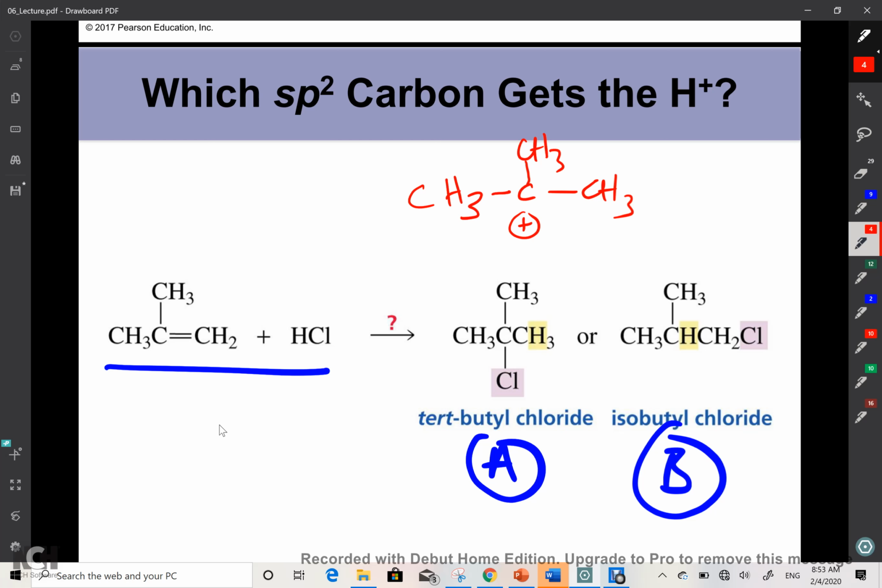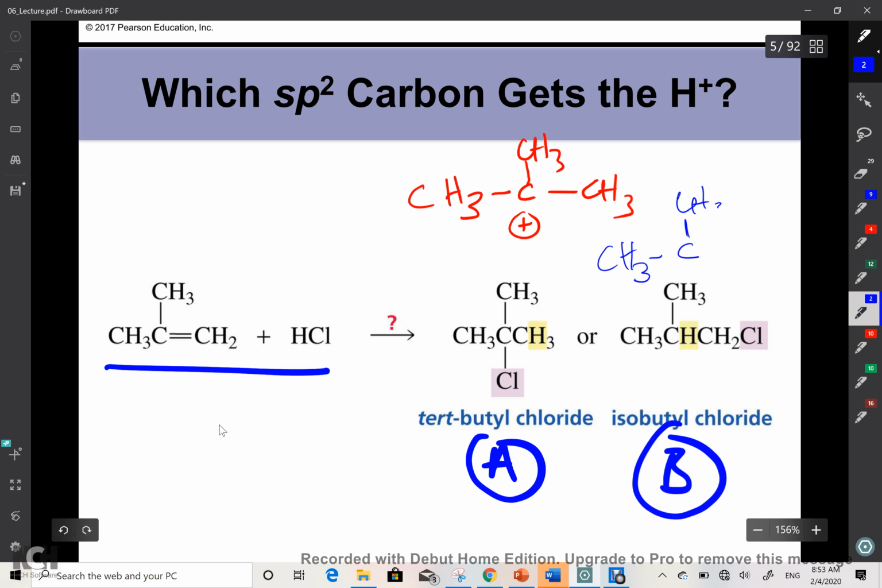Now let's do the intermediate for product B, okay? The intermediate for product B, you will have a CH3, a carbon, a CH3, H, a C, and a plus there, H2.